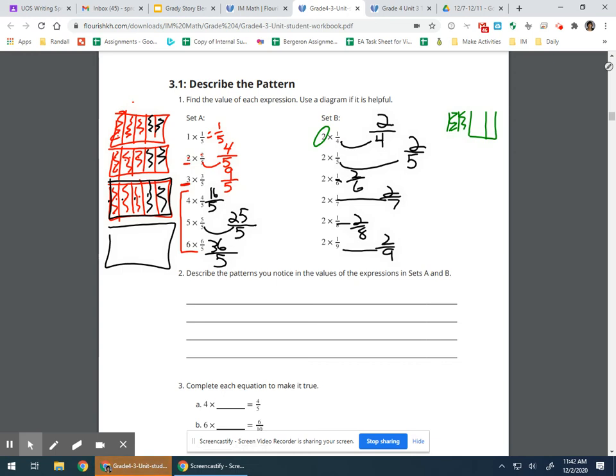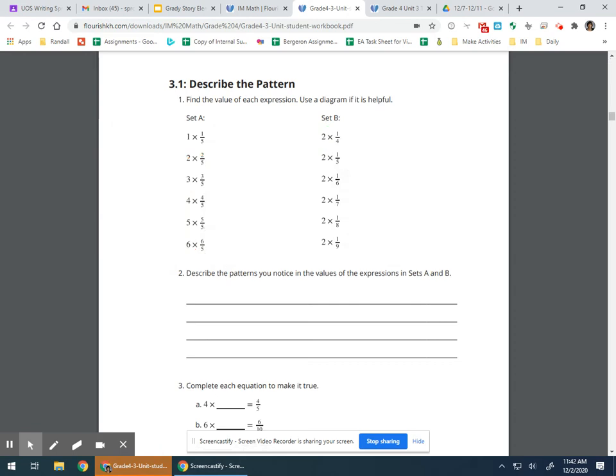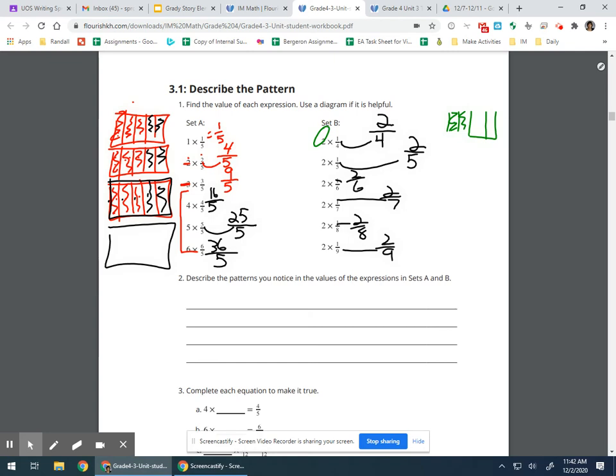Now, describe the pattern you notice in the value of the expression in set A and set B. So let's see. Well, I notice that all the denominators are the same here. Ooh. And I notice on set B, all the numerators are the same. All right, let's keep going.